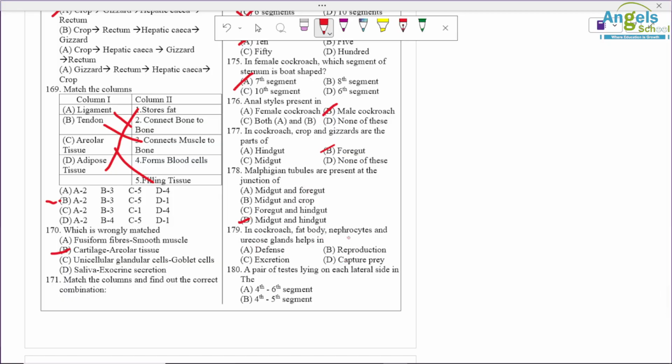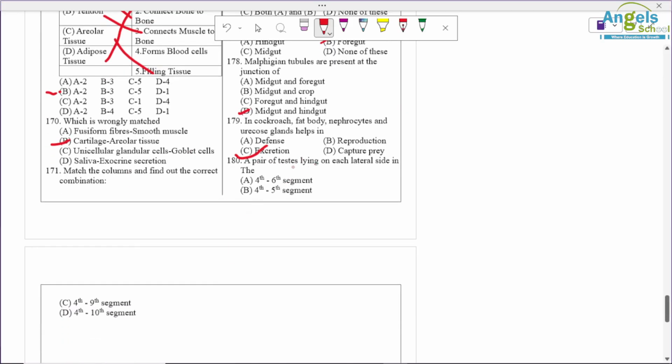In cockroach, fat body, nephrocytes and urecose gland help in excretion, so they are all excretory organs. A pair of testes lies on each lateral side of the abdomen in 4 to 6 segments.